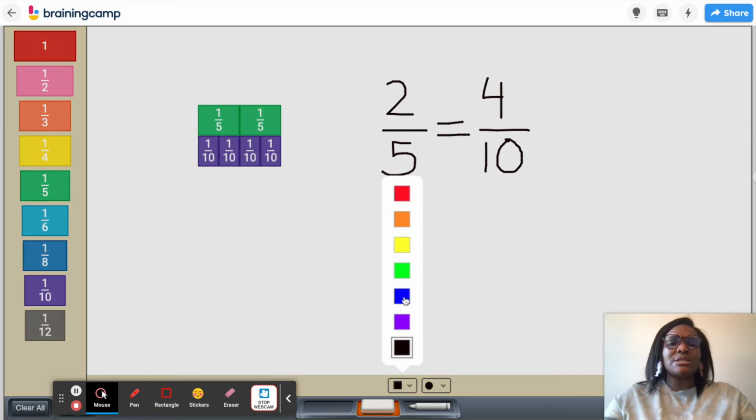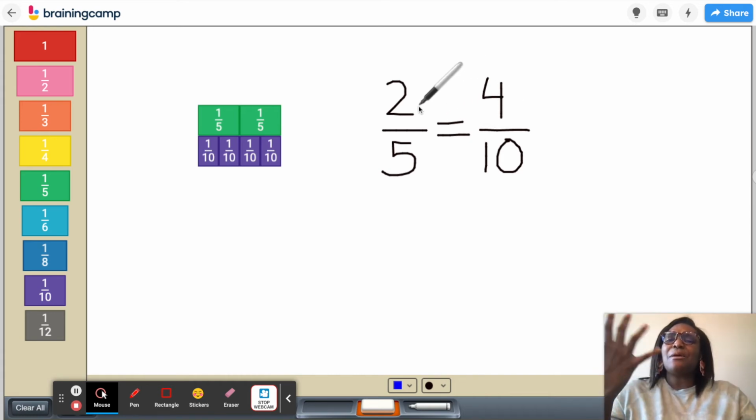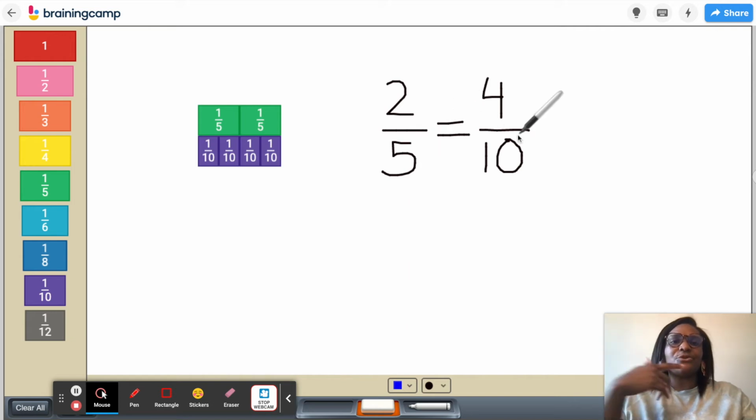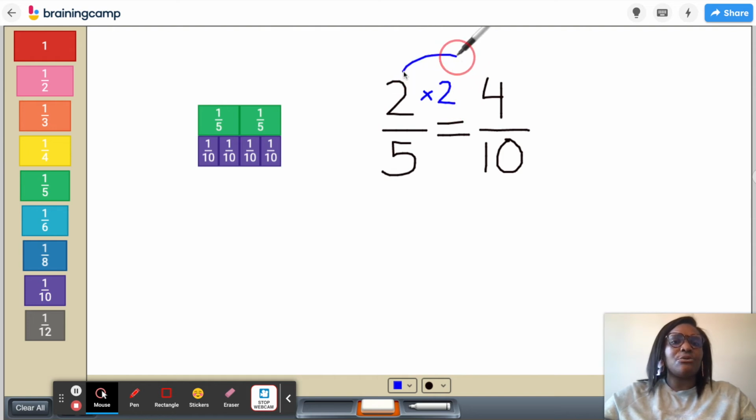What did we multiply the numerator and denominator with? Or instead of being that direct, you can ask, do you see a pattern from 2/5 to 4/10? And then see if students come up with, hey, if I multiply 2 times 2, that gets me 4, which is the equivalent fraction numerator. And if I do 5 times 2, that gets me 10, which is the equivalent fraction denominator.